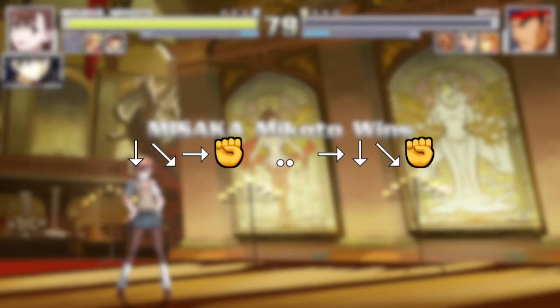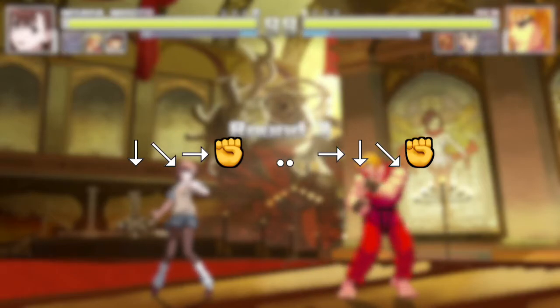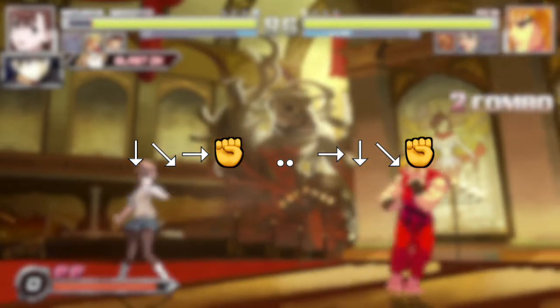Like, I'm doing this move, so I cannot do that move at the same time, etc. And the rest will happen automatically.